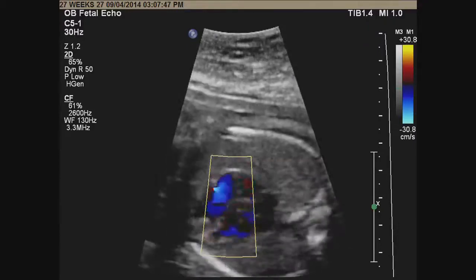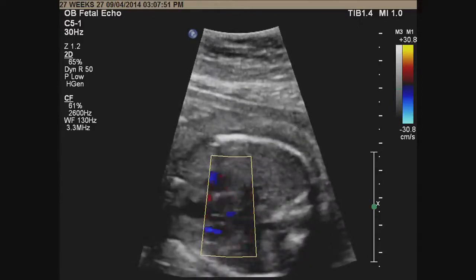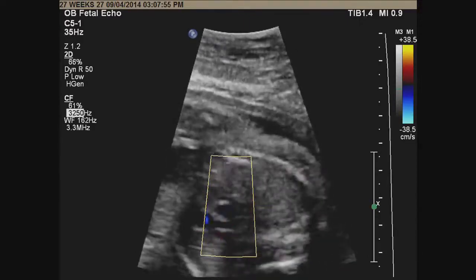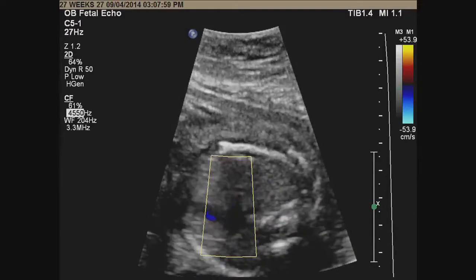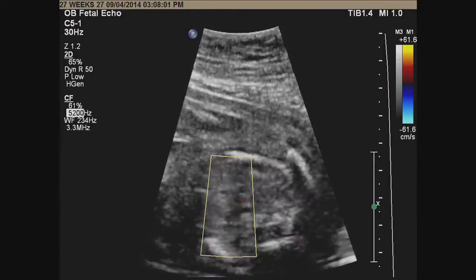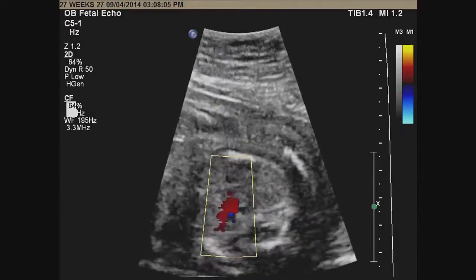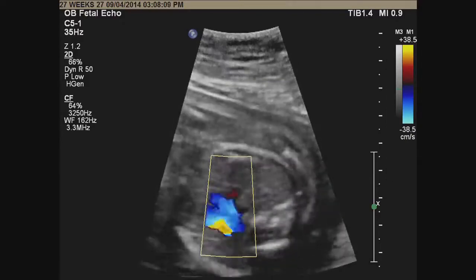So here, again, ascending aorta. This is the pulmonary artery. Again, normal flow in the pulmonary artery through the pulmonary valve, and then into the 3-vessel trachea view, and then the brachiocephalic. That's the red vessel here that you see right in a higher transverse plane of the chest.